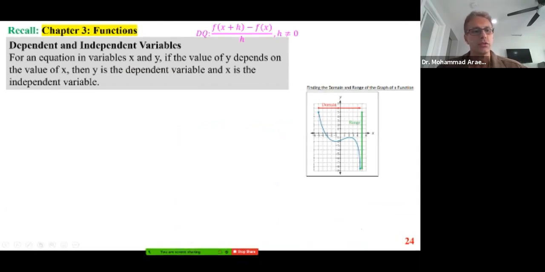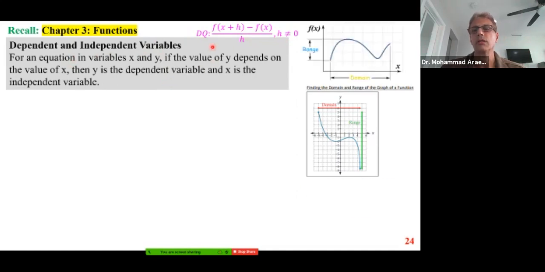The difference quotient is the formula f of x plus h minus f of x over h, where h can't be 0. In essence, it's the rise over run, okay, the good old slope. Dependent and independent variables. For an equation in variables x and y, if the value of y depends on the value of x, then y is the dependent variable and x is the independent variable.